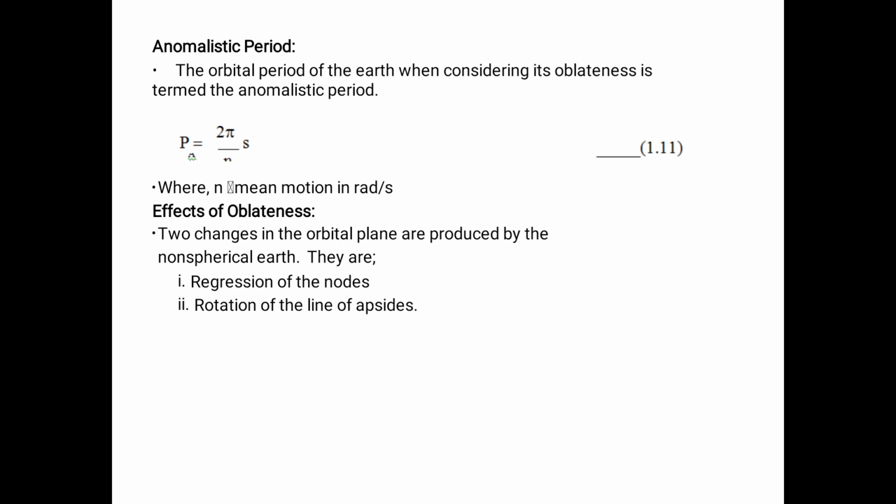Anomalistic period. The orbital period of the satellite when considering the Earth's oblateness is termed the anomalistic period. Pa equal to 2 pi by n, where n is the mean motion.